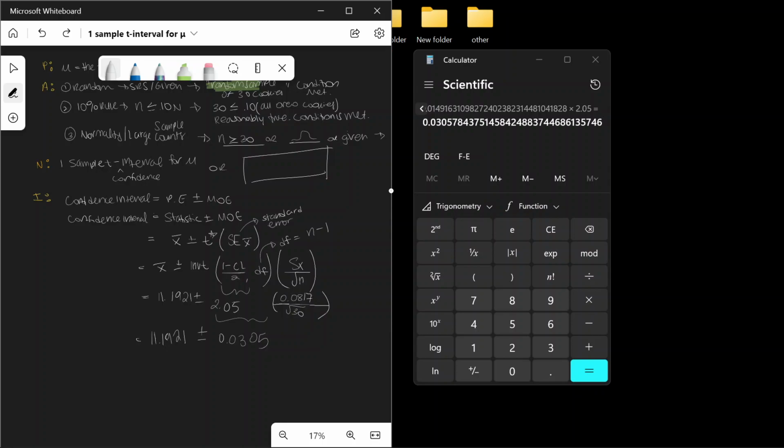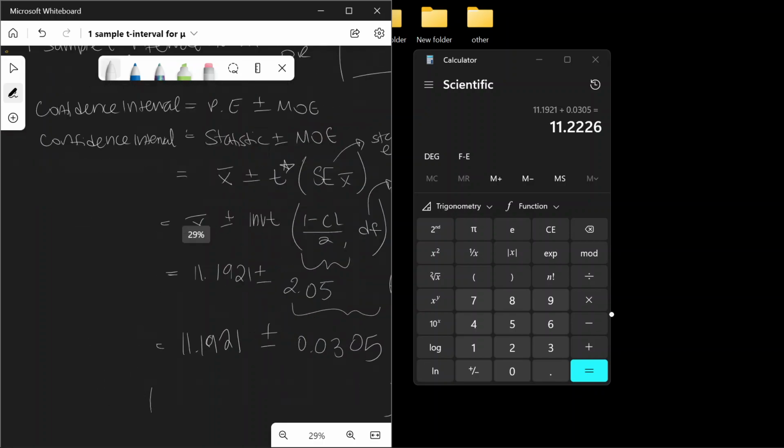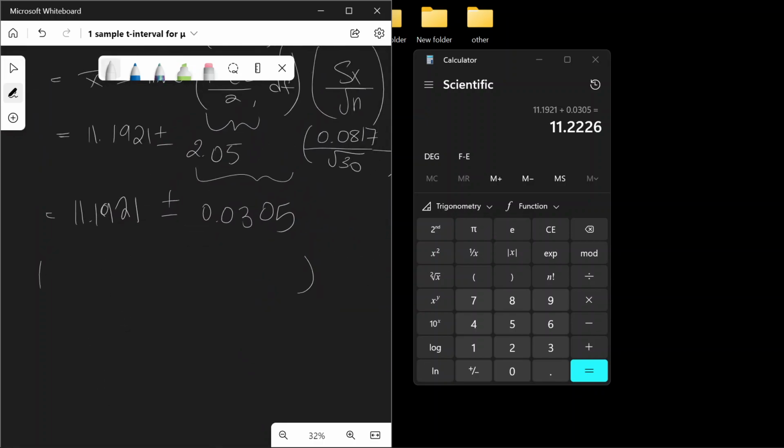Okay, so that's pretty much all there is to it. Now we just add. So we do 11.1921 plus 0.0305, right? So this is your confidence interval so far. Let me zoom in. Okay, here we go. So when we add, the comma is going to be here, so it's going to be 11.2226, and then we're going to erase that. We're going to do 11.1921 minus 0.0305. That's going to be 11.1616.